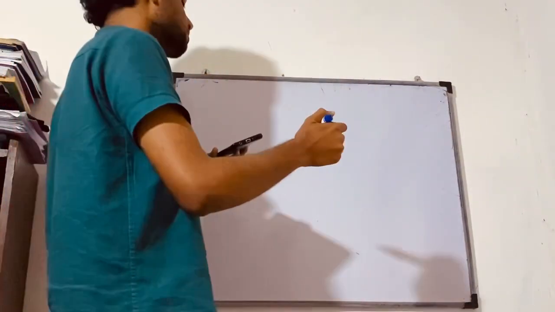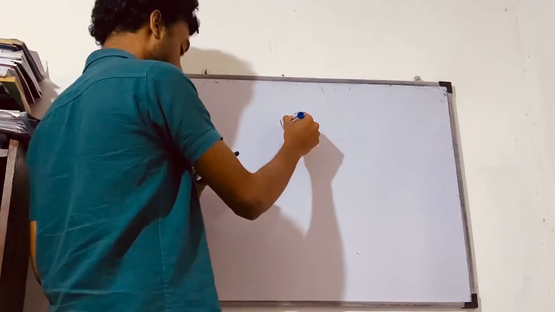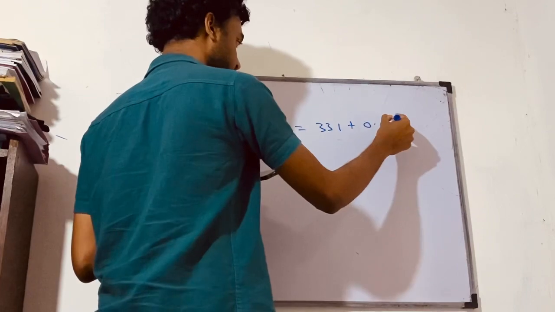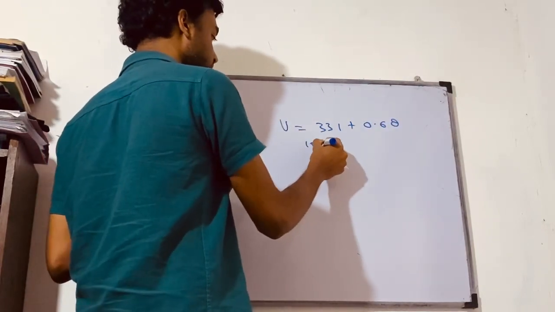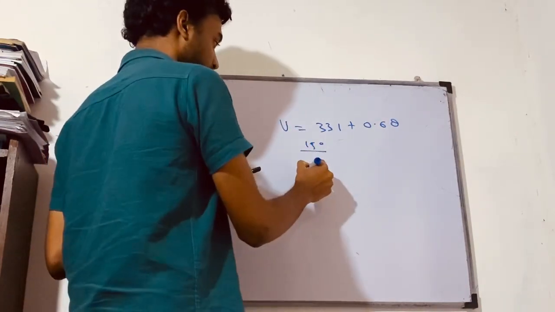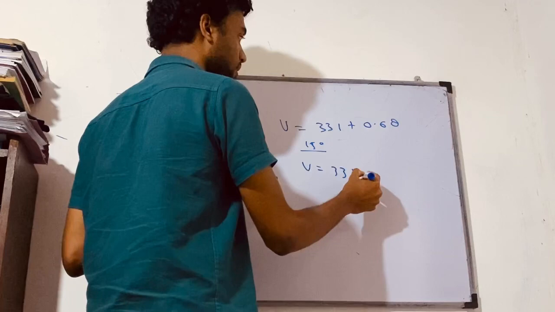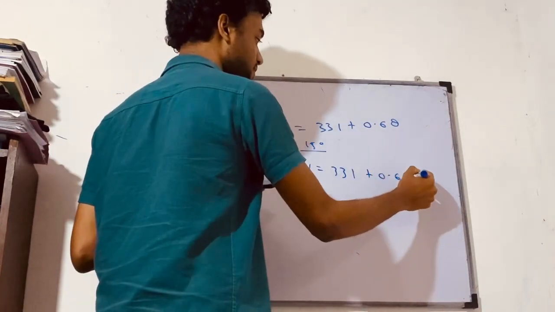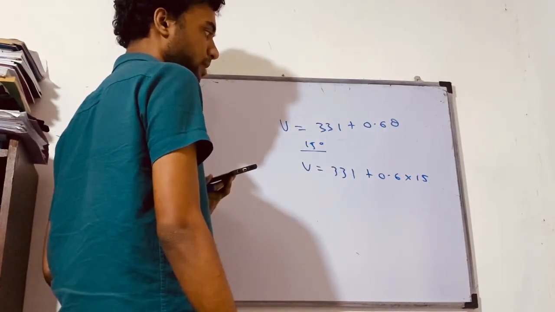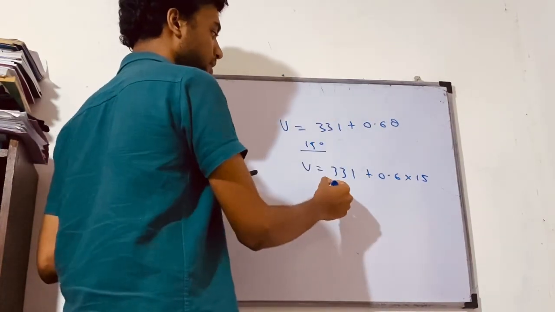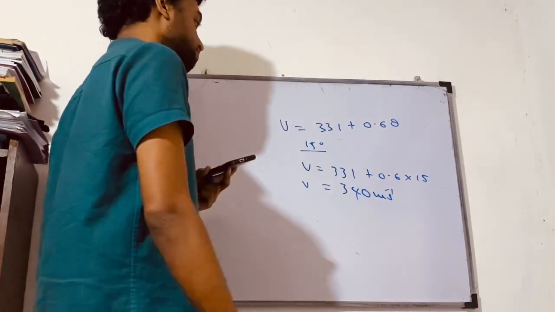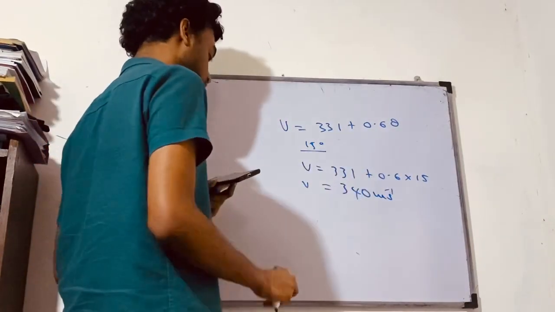So what's the equation that gives you the velocity? Velocity is given by 331 plus 0.6 theta. If you consider 15 degrees, what's the velocity of sound? Yeah, we can say 331 plus 0.6 times 15. So 0.6 times 15 is how much? Yeah, you get 9. So you get 340 meters per second.